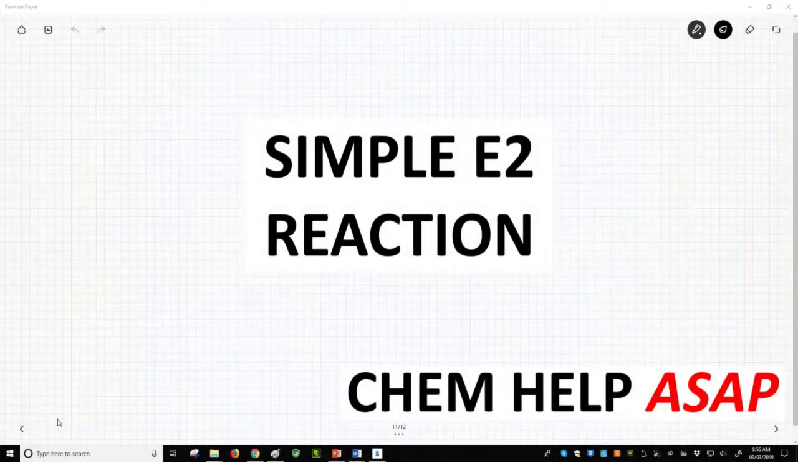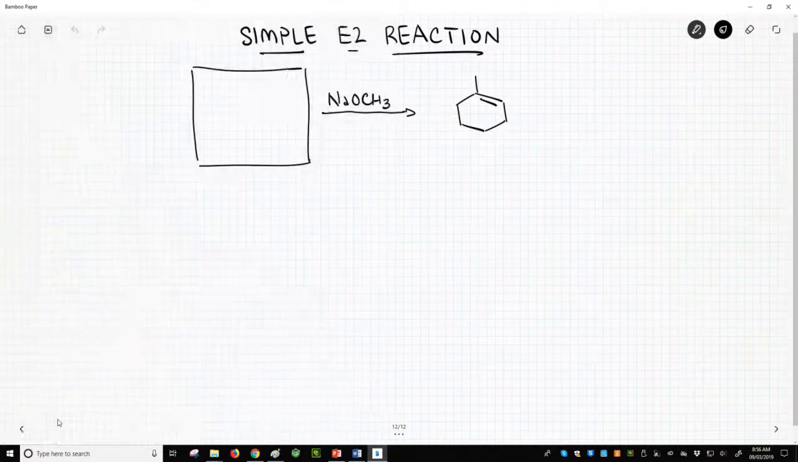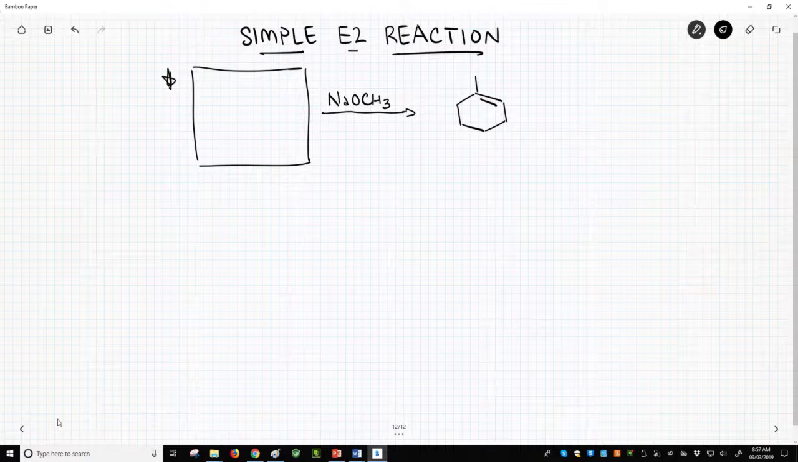Let's see a simple example of an E2 reaction. Be ready to pause if you want to think about the problem before I give the answer. Our reaction is shown on the screen, and our task is to provide the structure of the starting material. Pause here if you want to try this question on your own. I'll pause for about 5 seconds.